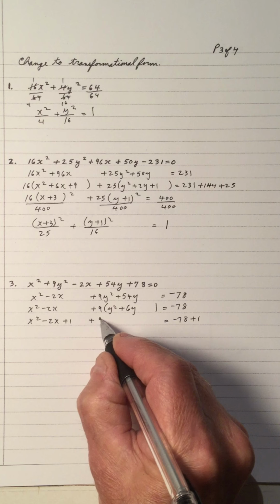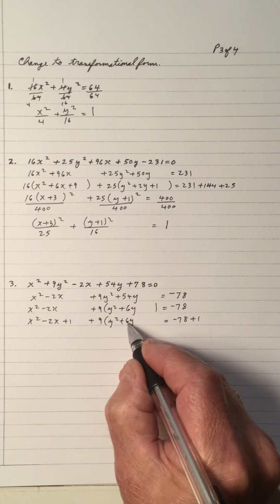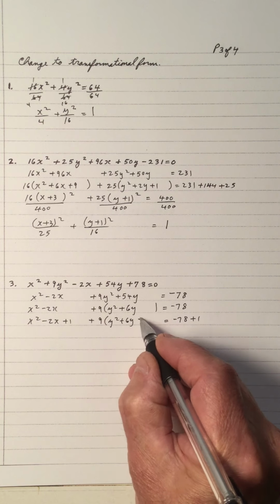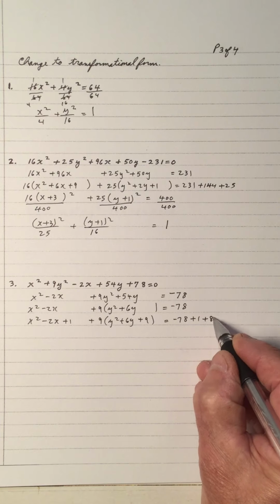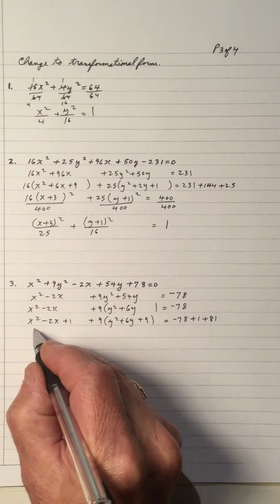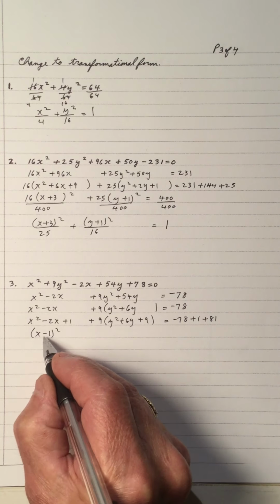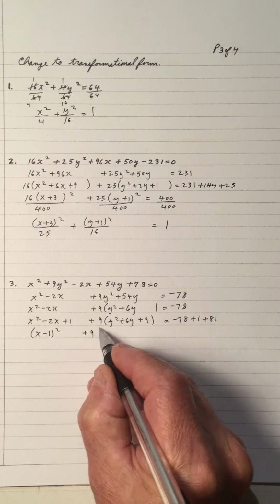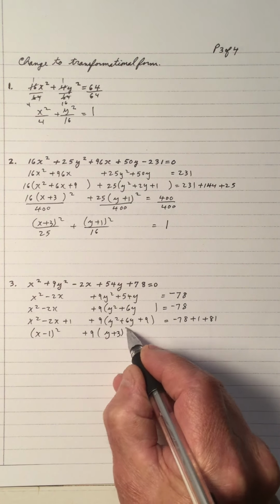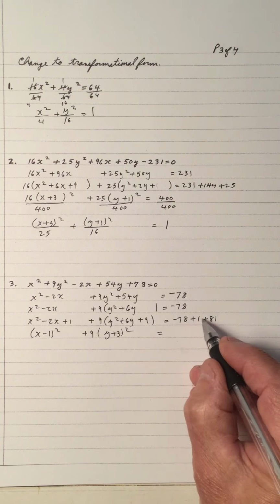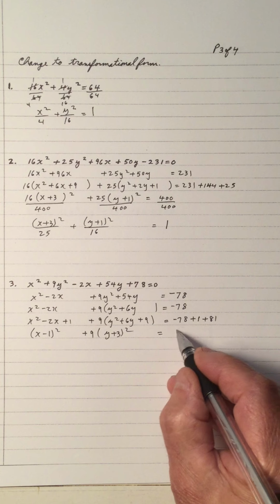And we take 9 and we complete the square. Half of 6 is 3. 3 squared is 9. So that's 9 times 9 is 81. And so this is an x minus 1 squared. Half of negative 2 is negative 1. This is 9. Half of 6 is 3, so it's y plus 3 squared. And 81.